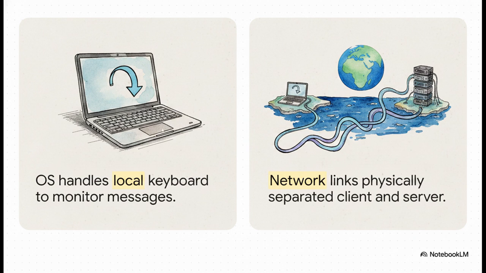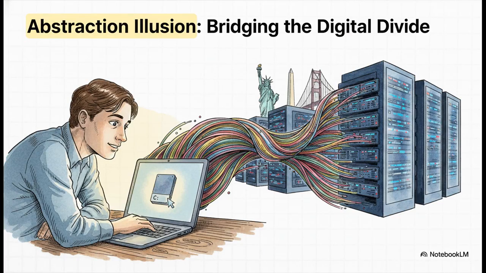But true network communication, that's an entirely different beast. It only happens when a client machine requests data from a physically separated server machine. The client and the server are completely distinct physical entities. And that brings us to this incredibly cool concept, the abstraction illusion. Because really, the ultimate goal of a computer network is to provide an environment where these two completely physically separated machines feel like they are literally the exact same machine.